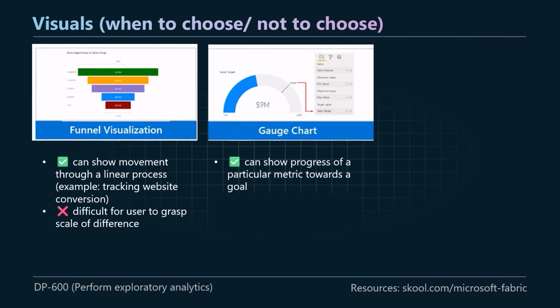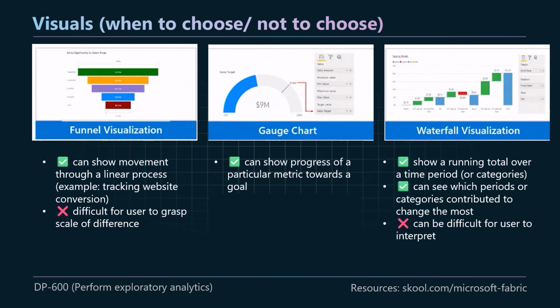Next is the gauge chart. Now, the gauge chart is useful when we want to show progress of a particular metric towards a goal. So say you have an annual revenue target and you want to show halfway through the year that, we're actually at 53% of our target, so we're on track, for example.